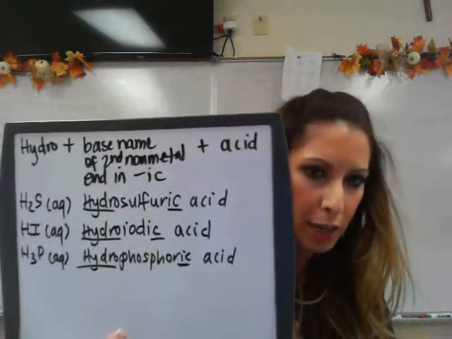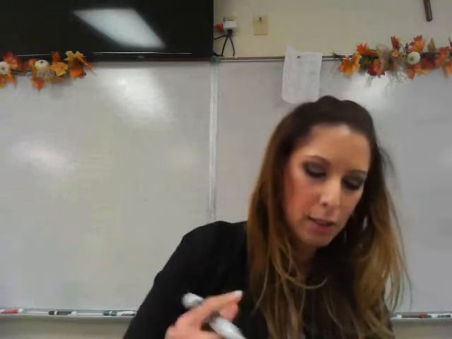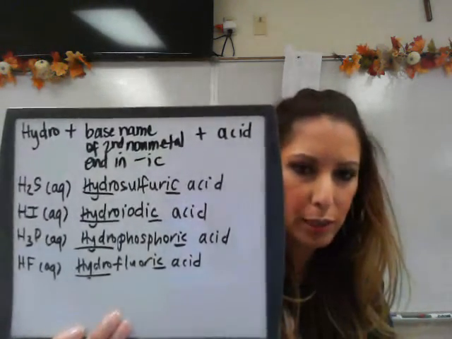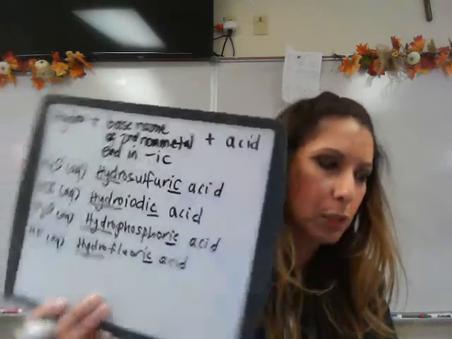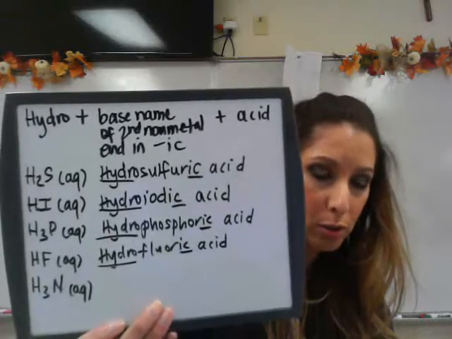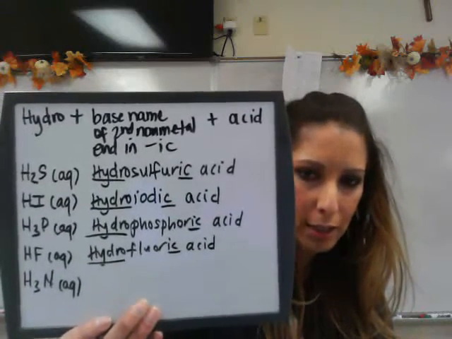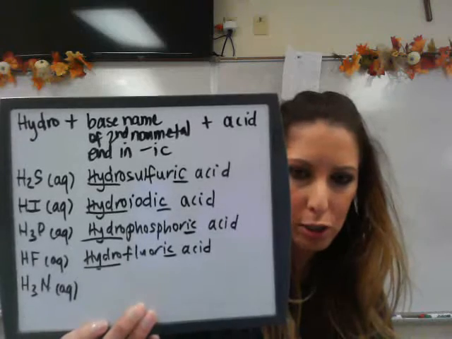Okay. Then we have HF-AQ next. This is hydrogen attached to the nonmetal fluorine. This is hydrofluoric acid. Watch the spelling on the fluorine. It's U-O-R. Okay. The last one is H3N-AQ. This is hydronitric acid, not hydronitrogic acid. Okay.